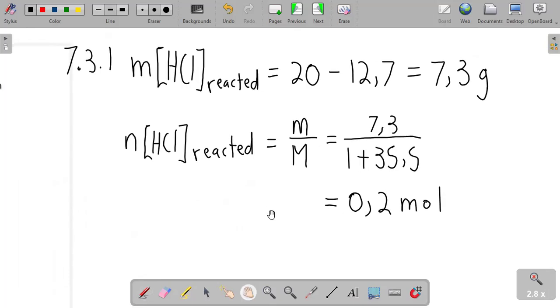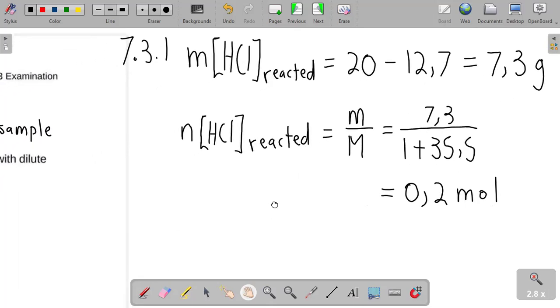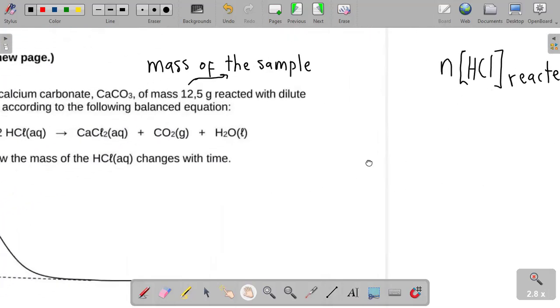Calcium carbonate. Now, you may ask at this point, but then this doesn't make sense. Why? They're asking us for the percentage purity. So what are we doing here? Why are we finding the mass and the number of moles? So you have to understand something.